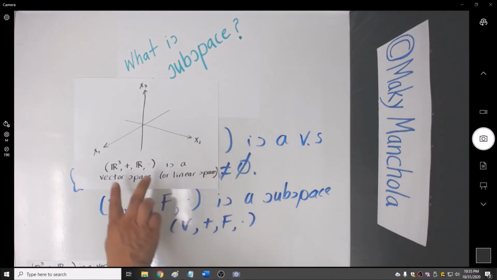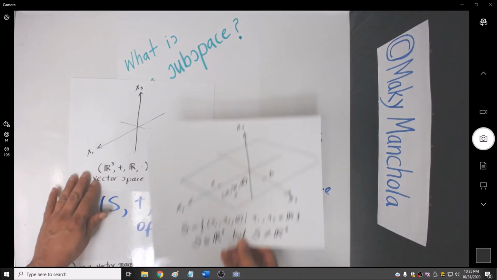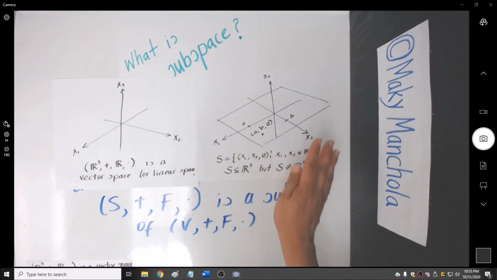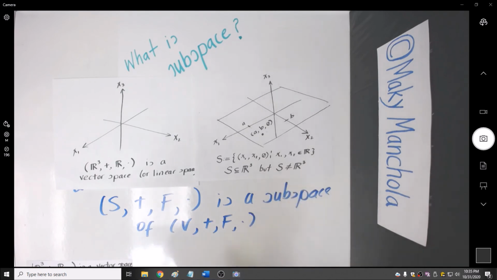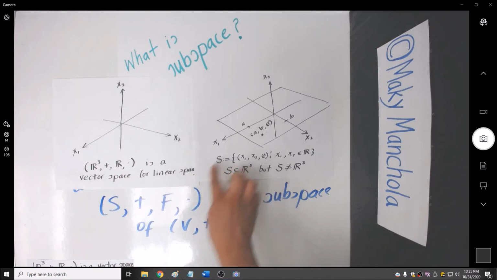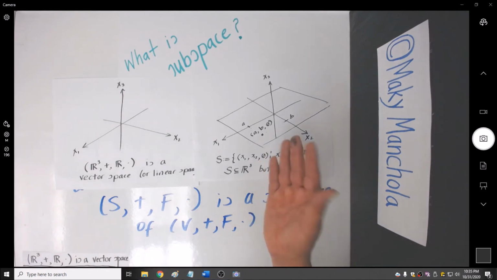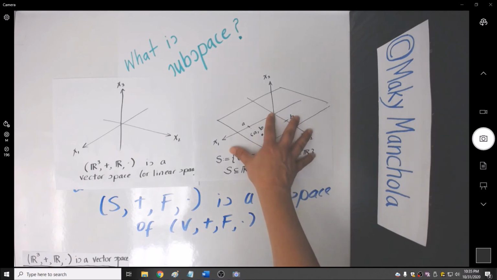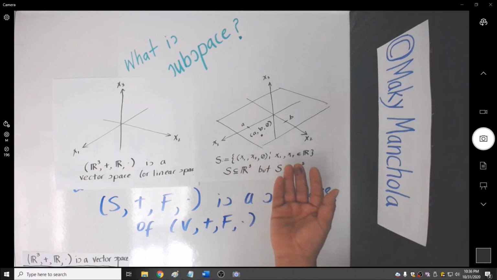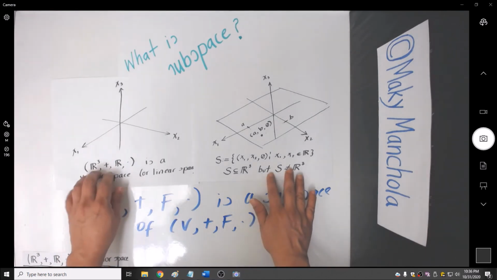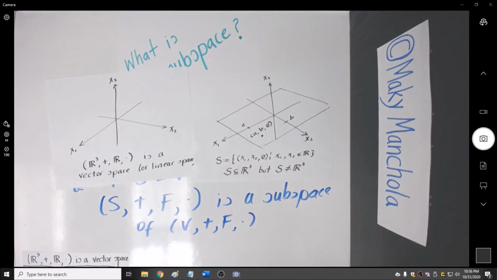We were given a vector space. We were also given a subset of R3, which is not empty. And we were able to verify that the structure formed by S, addition of R3, and scalar multiplication by real numbers with S, is also a vector space. But let's again observe that in the process of establishing that S was a vector space, we didn't need to check every single property of vector spaces, because some were inherited from the original given vector space.